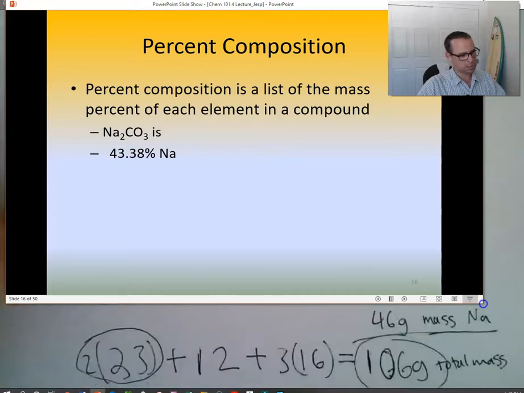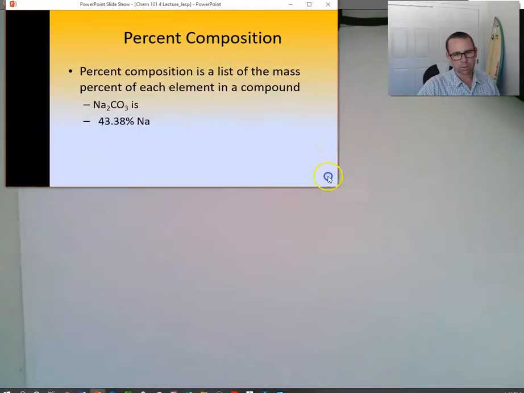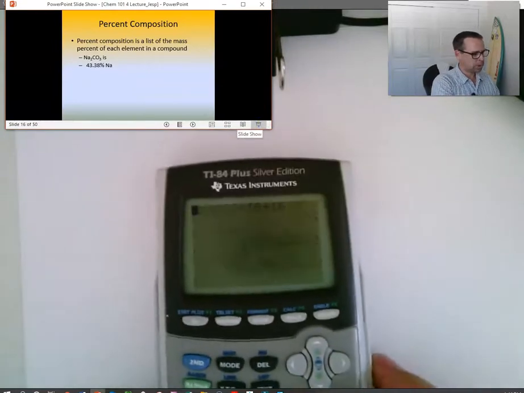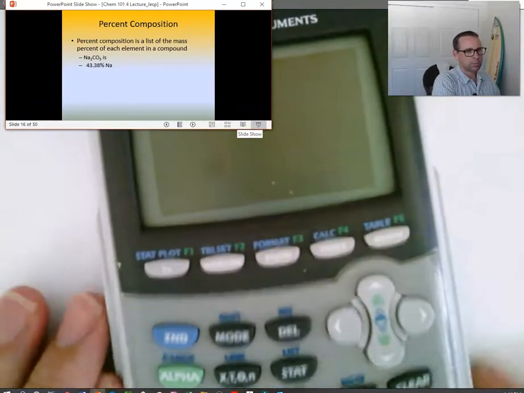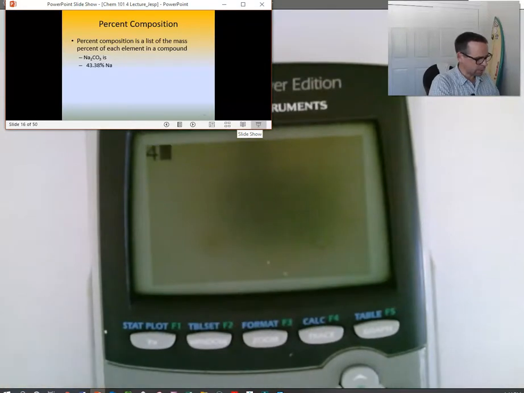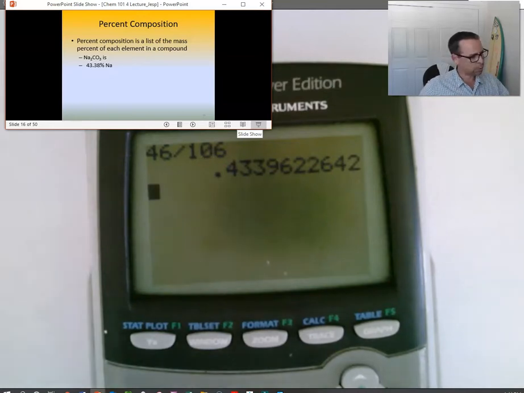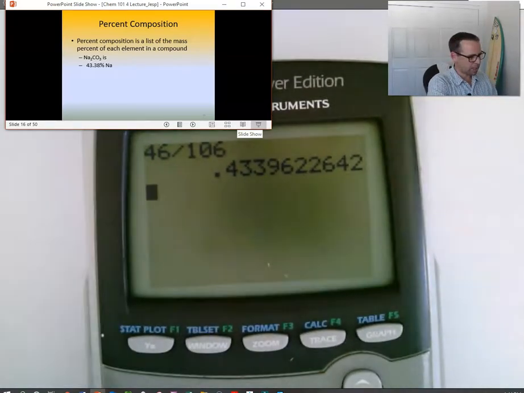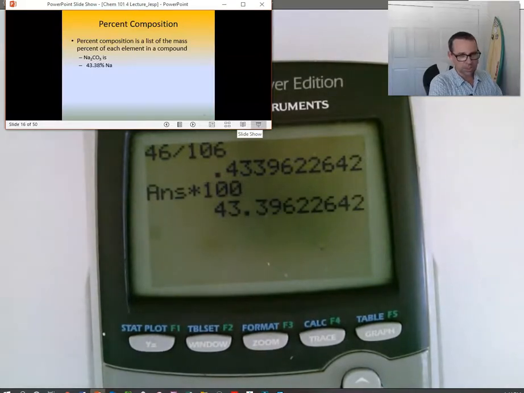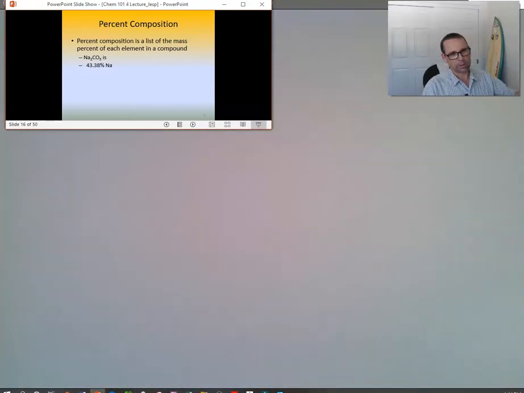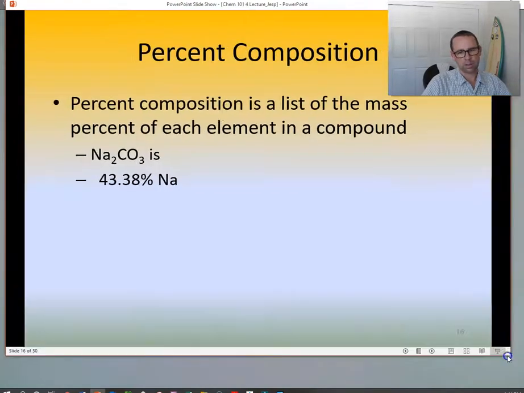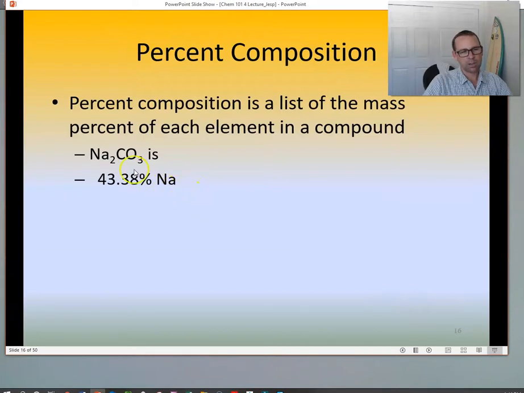Because if you just take the mass, I don't know if you can see the calculator here. Yeah, I can see it. Okay. So if we take the 46 and divide by 106, that's just going to be the fraction, 43.39. But if we multiply that by 100, then that gives us not out of 1, but out of 100, right? So it's 43.39. Okay, I guess I didn't understand that. We go ahead and divide and then multiply by 100. Yeah, we divide by the total mass and then times 100.